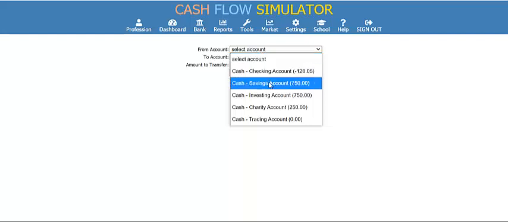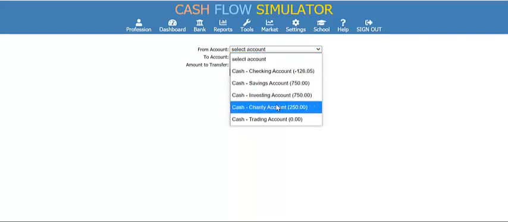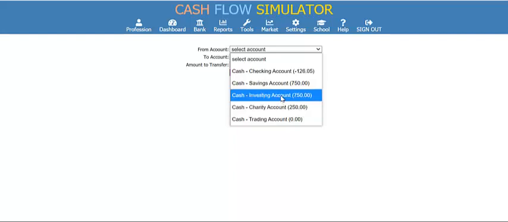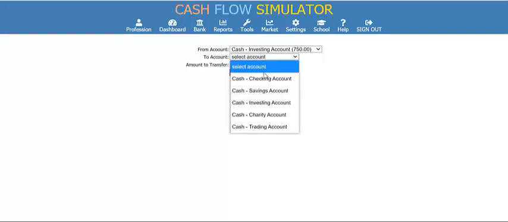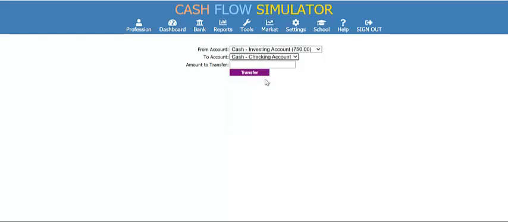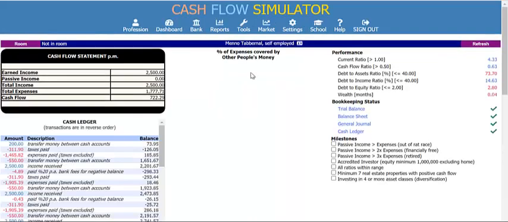So I would like to transfer, let's have a look. I'm not going to touch my charity account, but I'm going to use my investing account because I bought some shares before and I'm now in a negative balance. So I need to transfer $200 from the investing account to the checking account. So we'll transfer the $200.